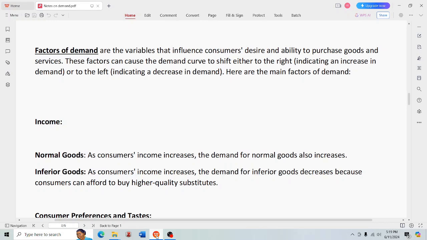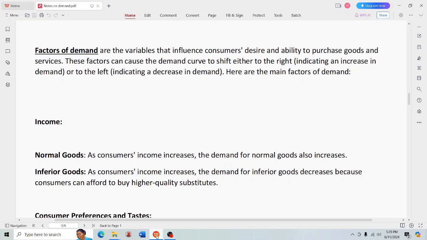But if there is a shift in the curve, that means we already have one curve and then we have another curve. Maybe it is shifting rightward or leftward, and that shift happens because of many reasons other than the price. So some of the factors are: one is income. In income, two things happen in two different kinds of goods.